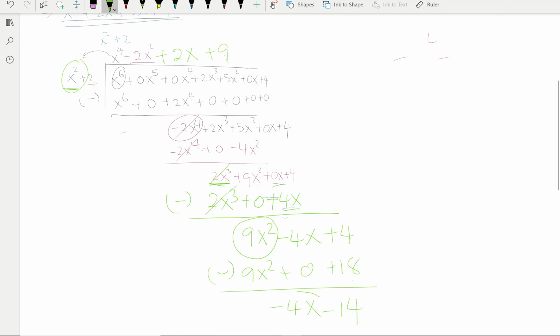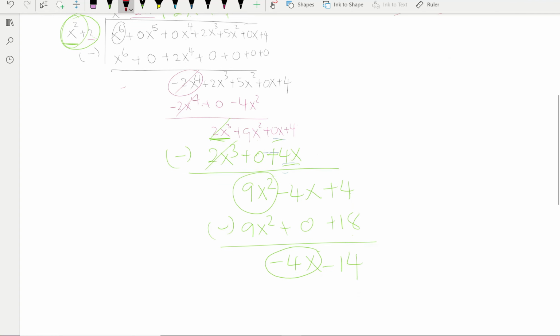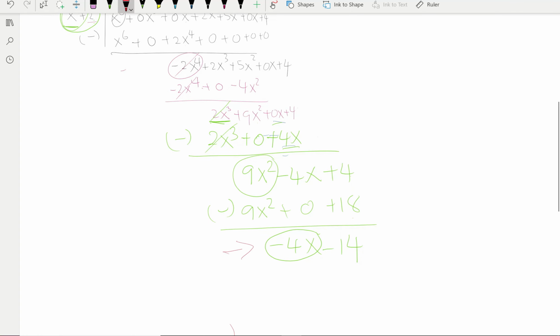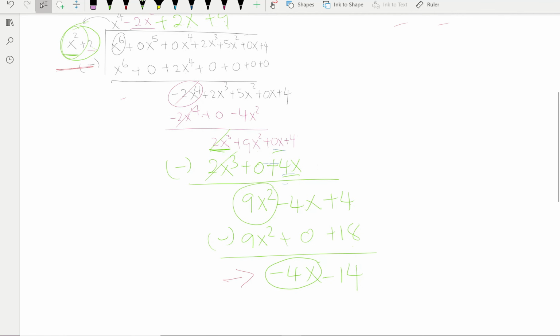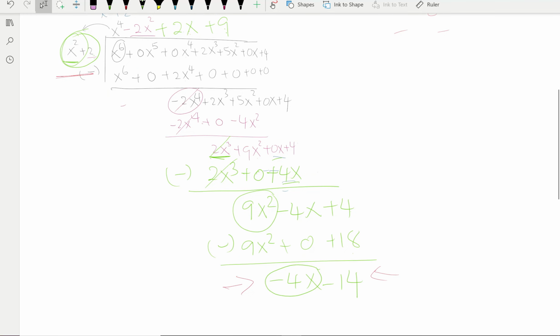So now let's compare. First term negative 4x and x squared. So now for the first time we have something here. This is a first degree polynomial and the divisor is a second degree polynomial. So the divisor is now larger than what we have here, right? So we stop here. Alright, so then let's grab the details. So we need the quotient, x to the 4 minus 2x squared plus 2x plus 9. And the remainder is negative 4x minus 14. And the divisor, of course, is x squared plus 2.